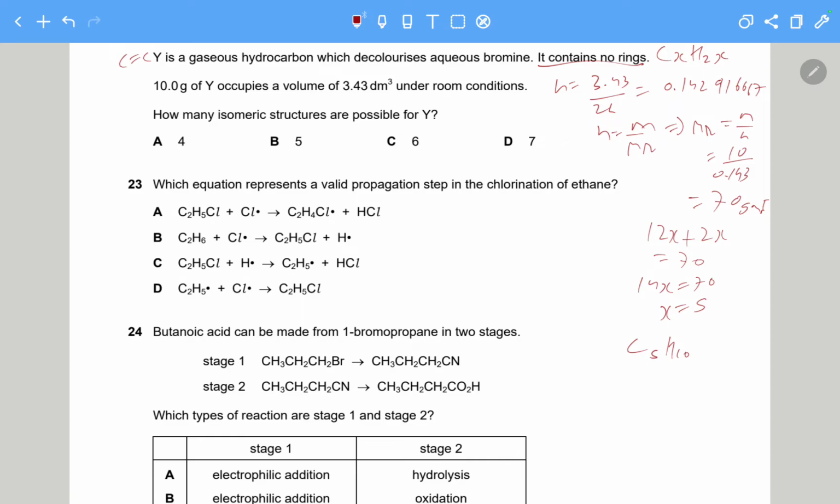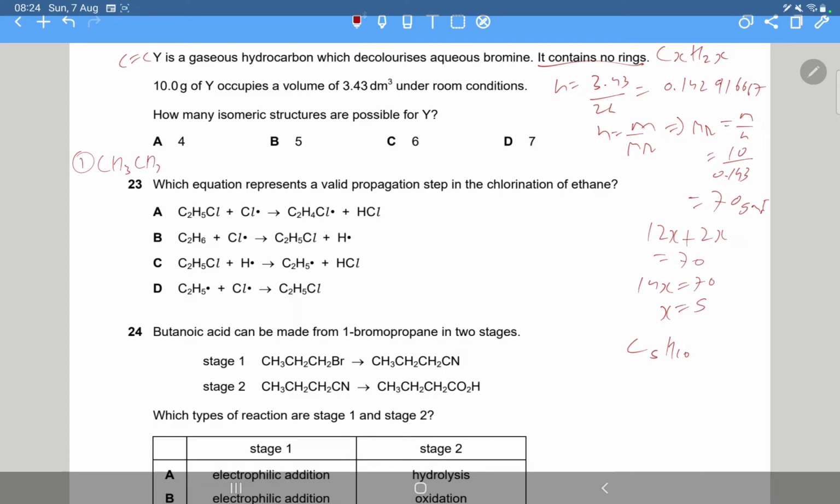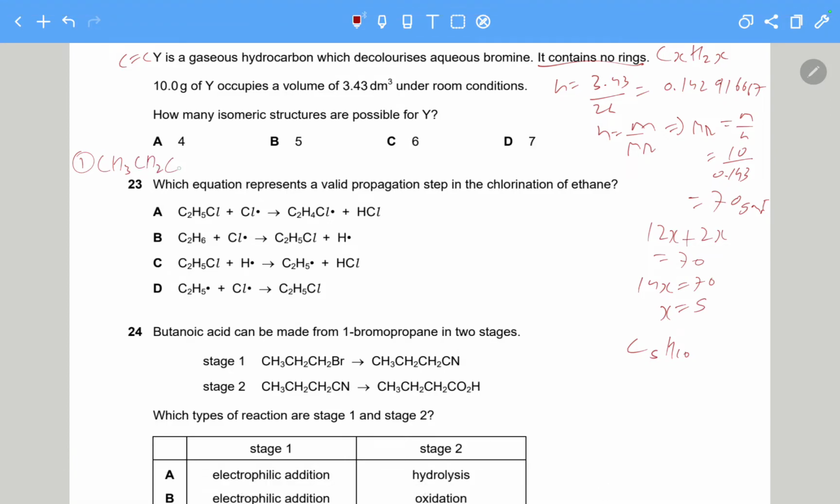We have to calculate the structural and stereoisomers, how many possible there are, for this C5H10 alkene. So let's start drawing all of them out. It's better if you do this on a blank page. So CH3, CH2, CH2, CH, CH2, this is one. And then the second one is CH3, CH2, CH, CH, CH3.